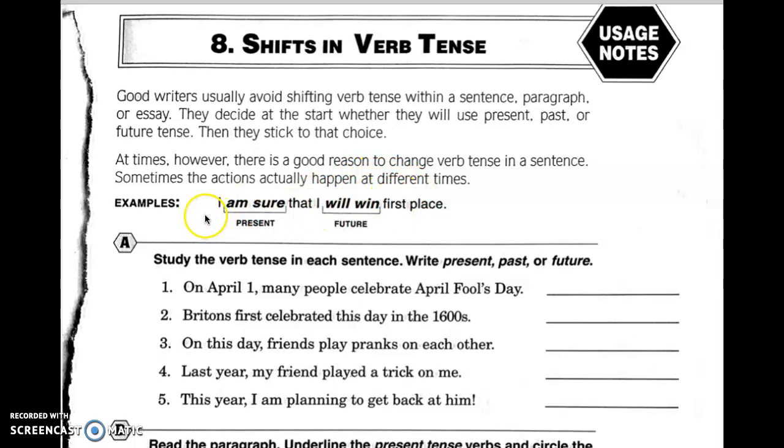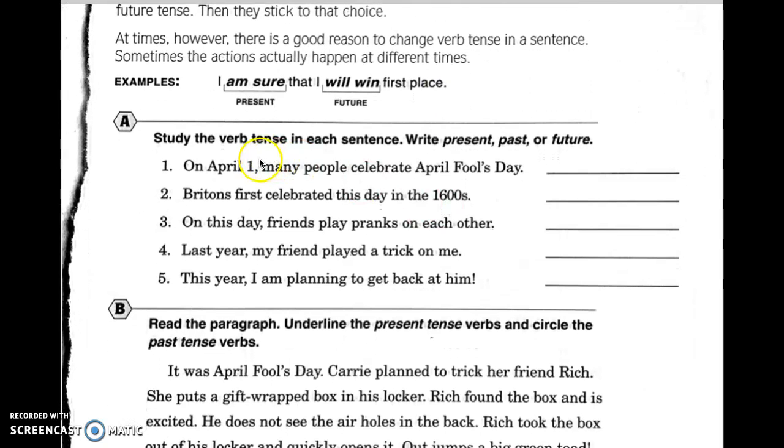In this sentence, for example, there are two different verb tenses, and that is fine. I am sure that I will win in the future, first place. So right now, I am currently sure, that is your subject and verb, that I will win. Here's a second subject and verb: I will win. It's in the same sentence, but we're using both present and future tense, and it still makes sense. So study the verb tense in each sentence and then decide whether it's present, past, or future.